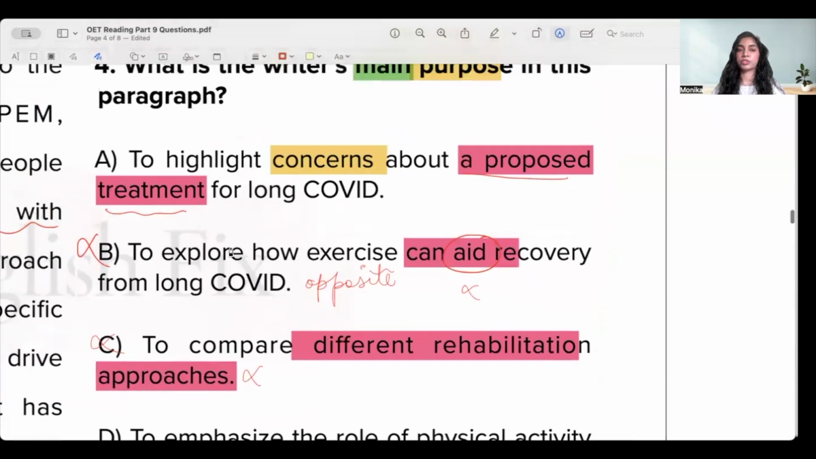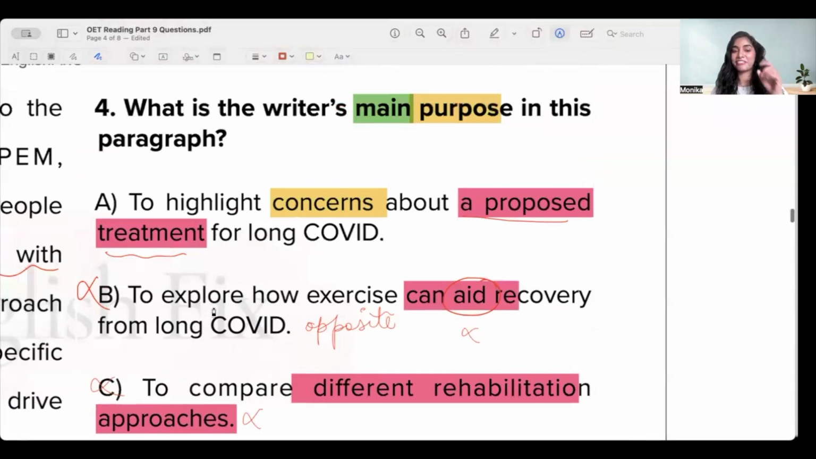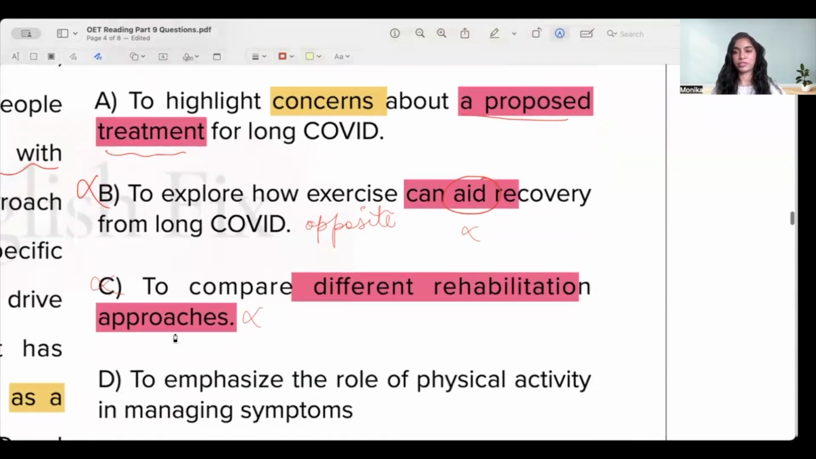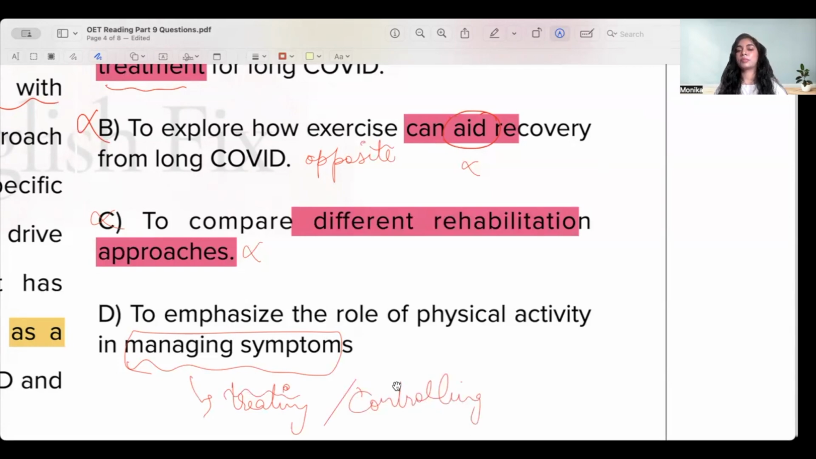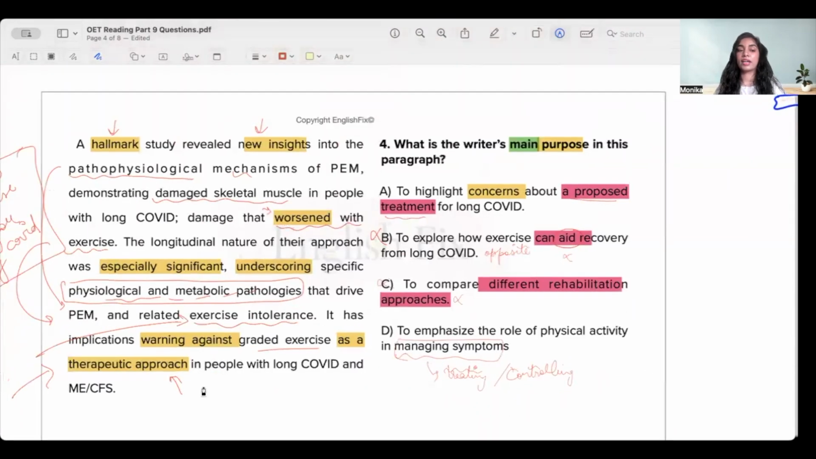Then I have answer option D. If I was able to eliminate B and C very quickly, then that means I am going to be confused between A and D. That's just how it is. Let's check. To emphasize the role of physical activity, in other words exercise, in managing symptoms. But managing symptoms is the same as treating them or controlling them, I think. But they are warning against graded exercise as a therapeutic approach. They don't want you to use it as a therapy. I knew the answer option is incorrect.